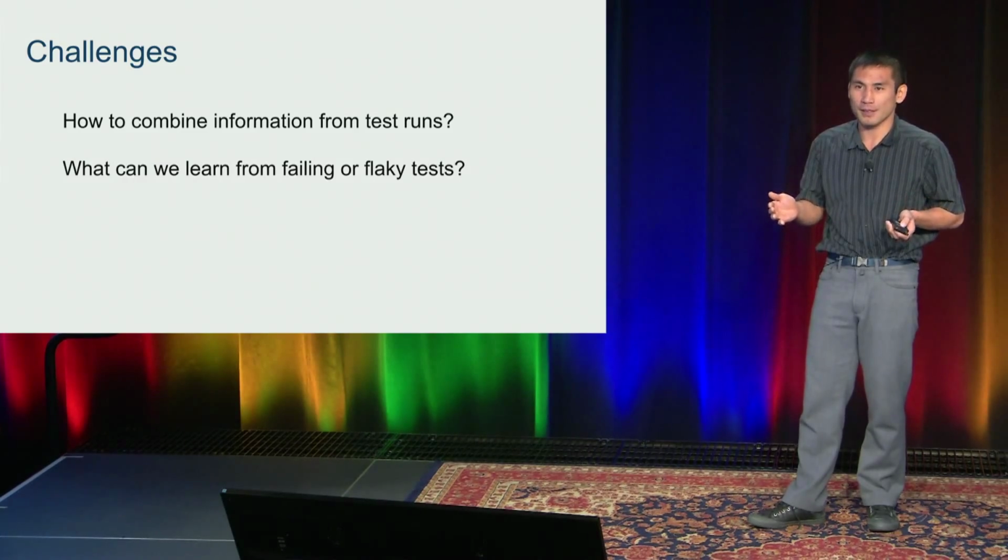There's also a couple of other challenges as well. So you have multiple test runs. You have zillions of tests, again, as I said. And how do we combine this information? The other thing is, what can we learn from failing tests? What can we learn from flaky tests? There is certainly signal there. How can we better incorporate this into our program analysis tools as well?